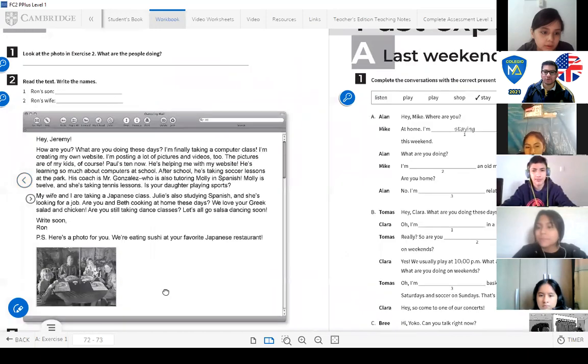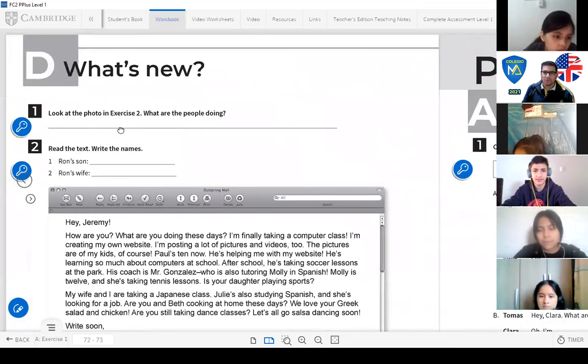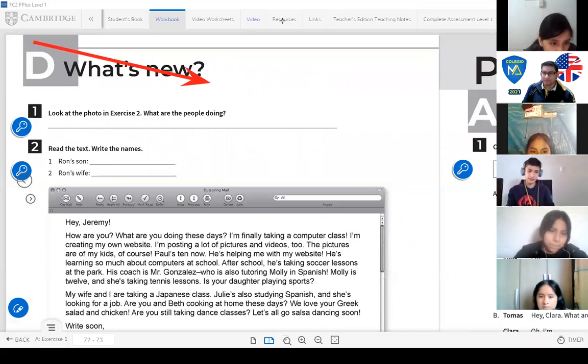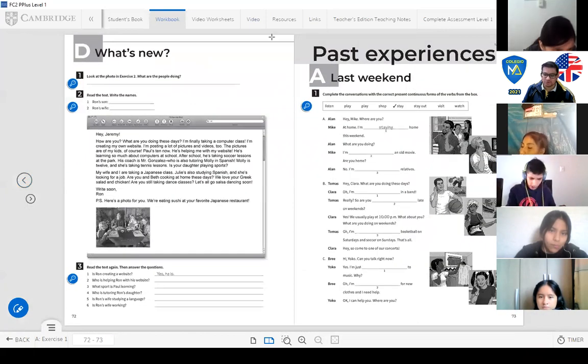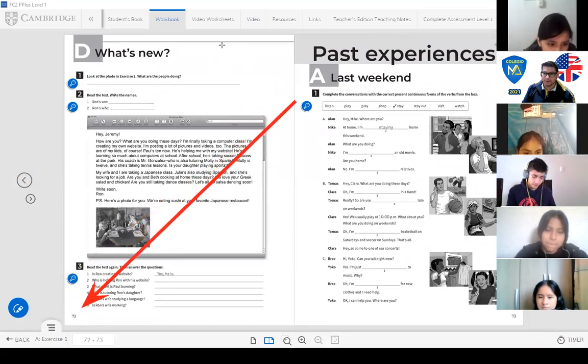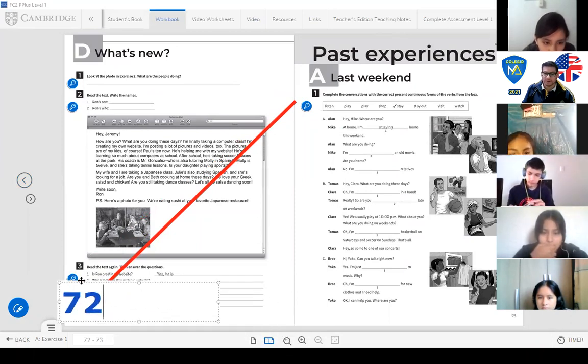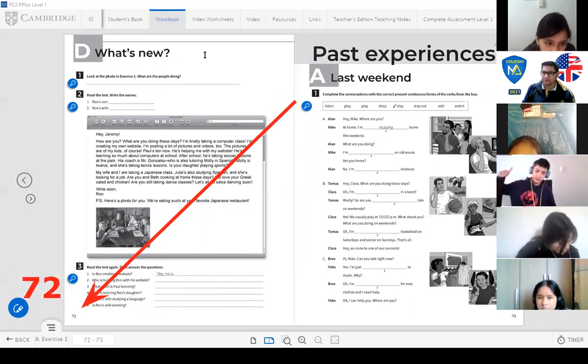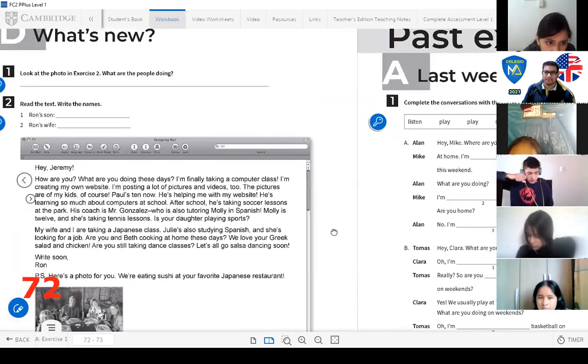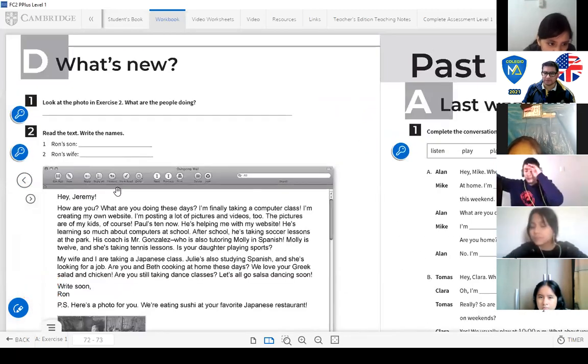Okay, let's work here. It says, what's new? We have this activity. This is page number 72, okay? Everyone, please open your workbooks. This is the workbook part on page number 72. Now, let's see. It says something interesting here, no?